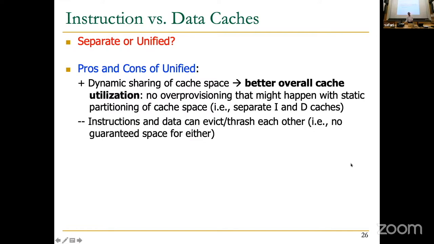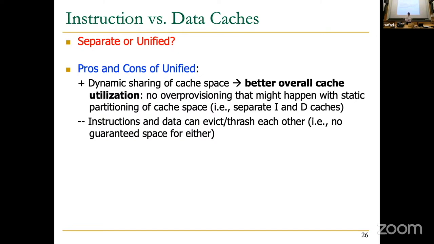Now, of course, the downside is instruction and data can also evict and thrash each other. I gave you a very good example. What if you have a worse example where the working set together is much larger than the cache space? Now you don't have guaranteed space for either instructions or data. As a result, this may actually hurt your pipeline a little bit. Some data can evict the instructions.